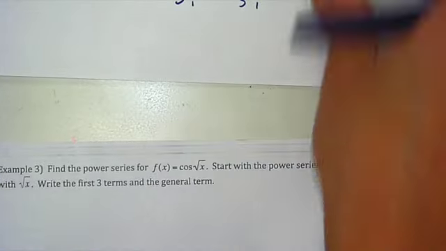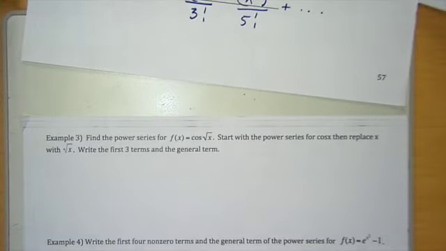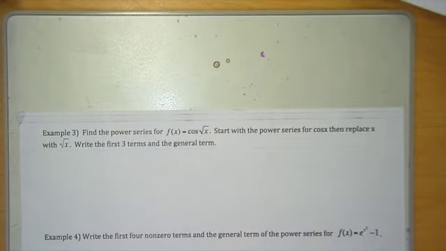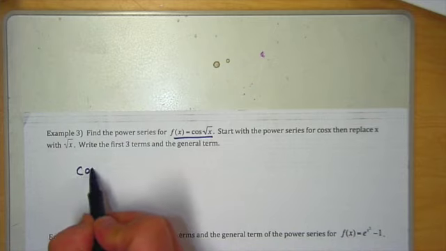So let's try a couple of problems where we create these series now. And this only works if you're working with a Maclaurin series, so centered at 0. If it's centered somewhere else, you will have to calculate all the derivatives. So we're going to create cosine of square root of x. So what we're going to do is start with cosine of x.